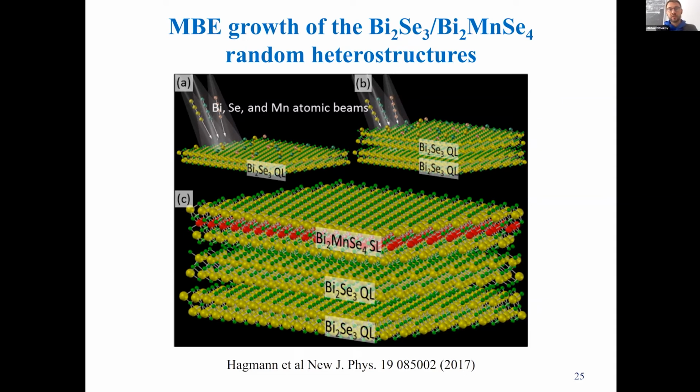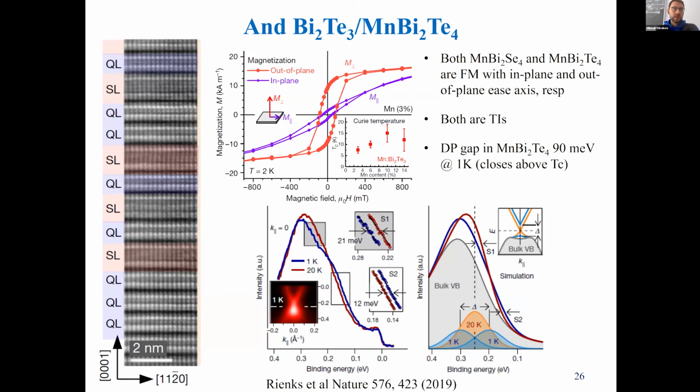And then it proceeds in the same way. You continue depositing, and manganese always stays on top until the next septuple layer is formed. And this is how this random heterostructure has been completed. Later on, namely a couple of years later, a thorough study of the electronic and magnetic properties of such heterostructures followed, both for the selenide and telluride case.